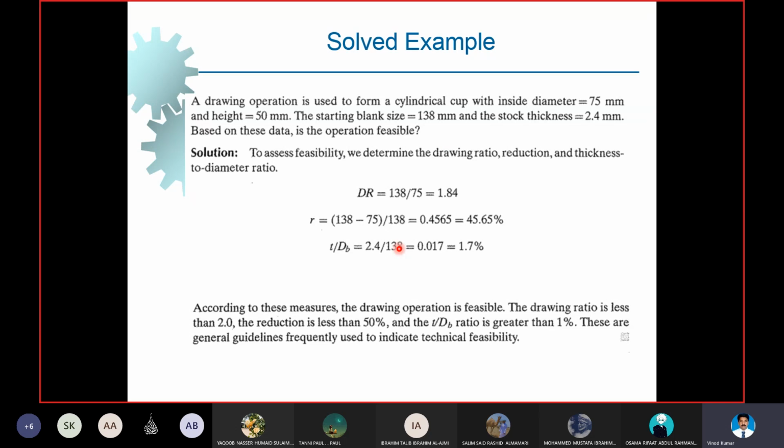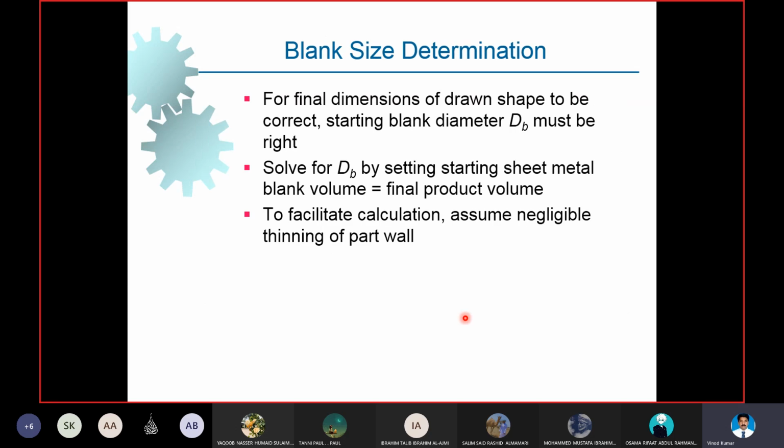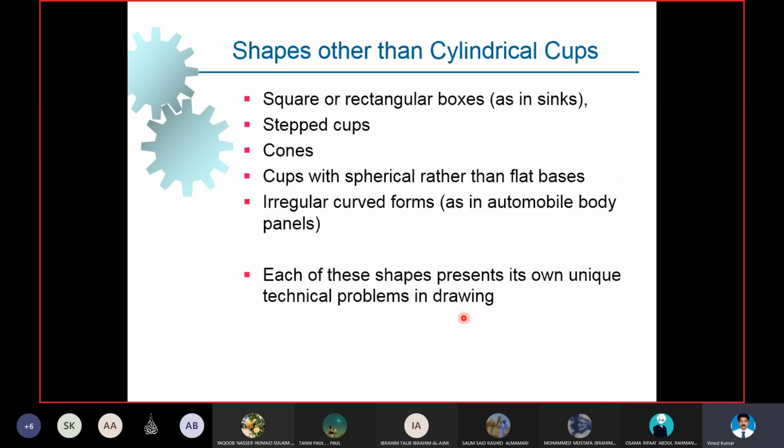According to these measures, the drawing operation is feasible because the draw ratio DR is less than 2, the reduction ratio is less than 50%, that is, less than 0.5, and t by dB is greater than 1%. These three being satisfied means drawing is feasible. So this is all about the drawing operation.